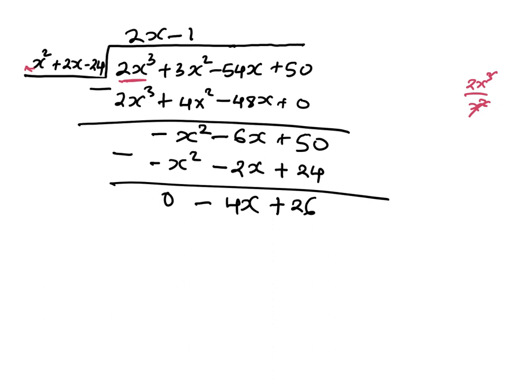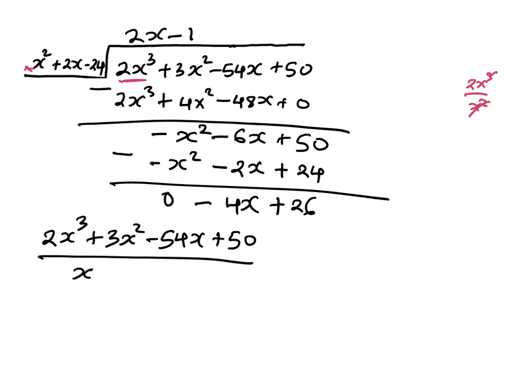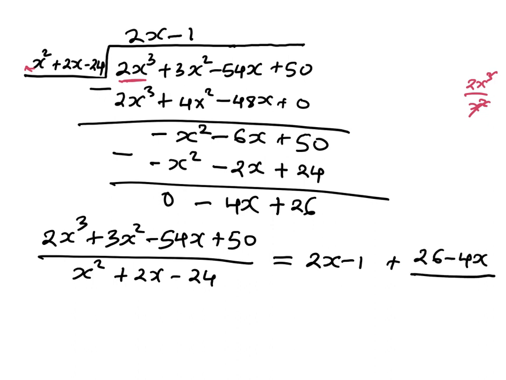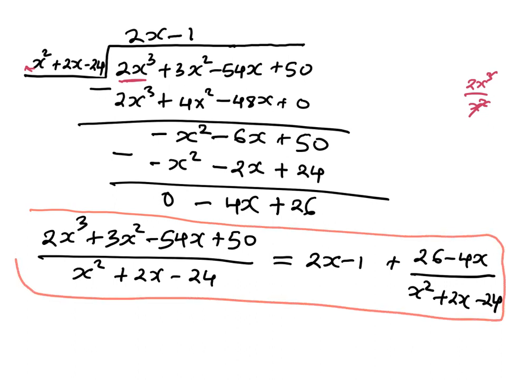After this long division, we can write that 2x cubed plus 3x squared minus 54x plus 50, out of x squared plus 2x minus 24, will give us this polynomial, which is 2x minus 1. Then the remainder is plus 26 minus 4x out of x squared plus 2x minus 24. Now we have broken this into something a bit simpler. We did that because we wanted a numerator of lower degree than the denominator. So we now have this fraction.